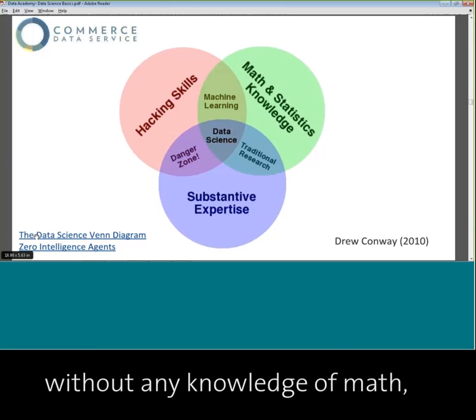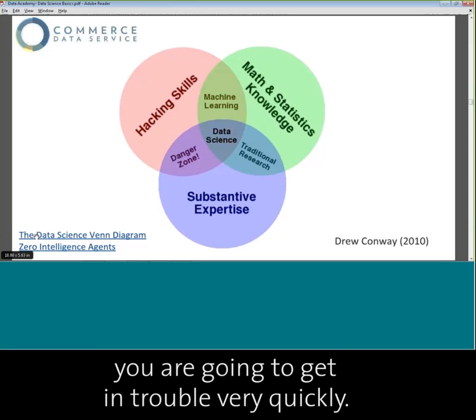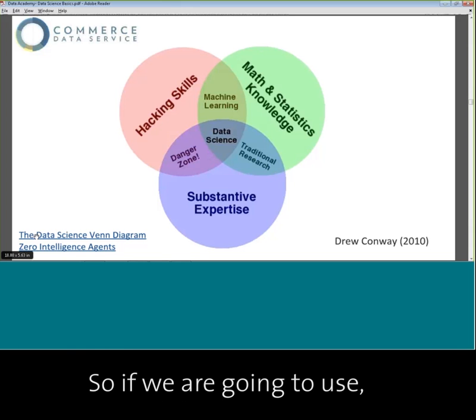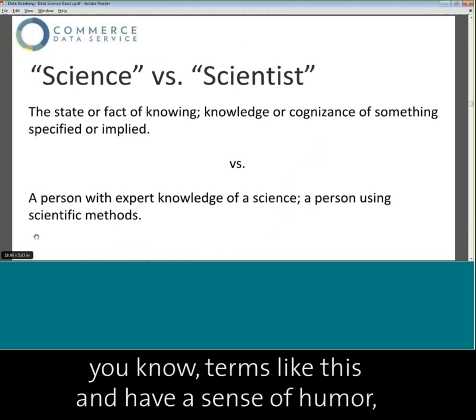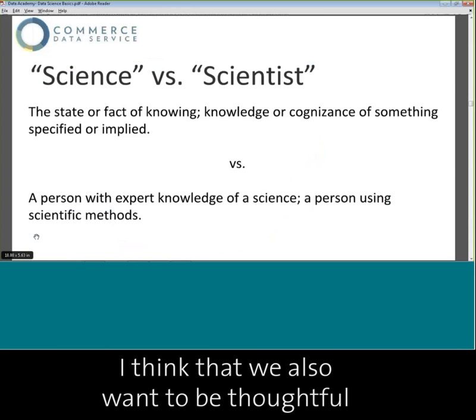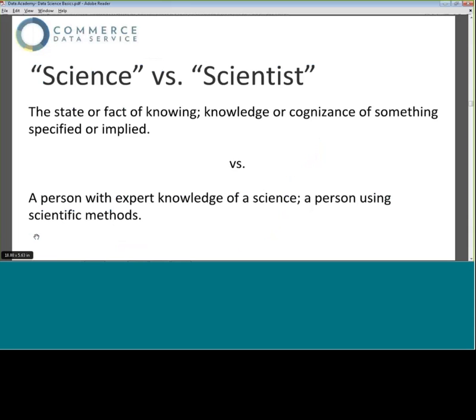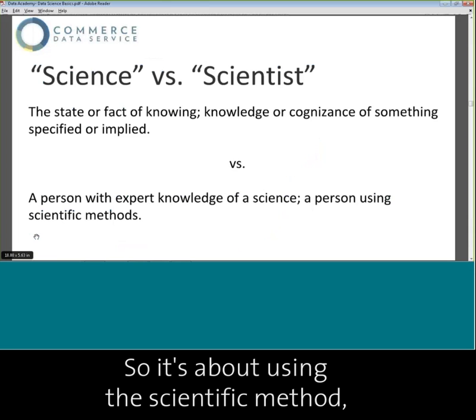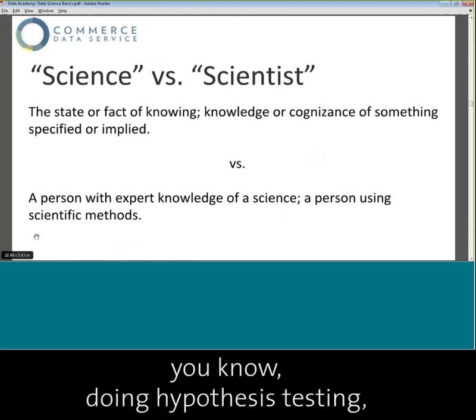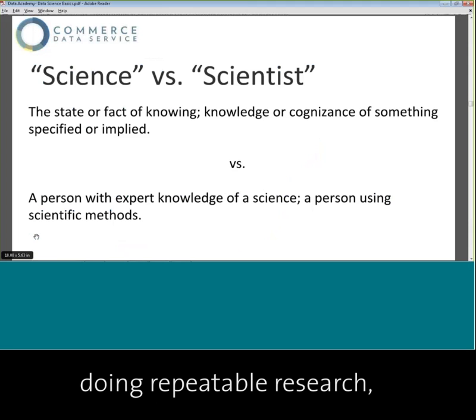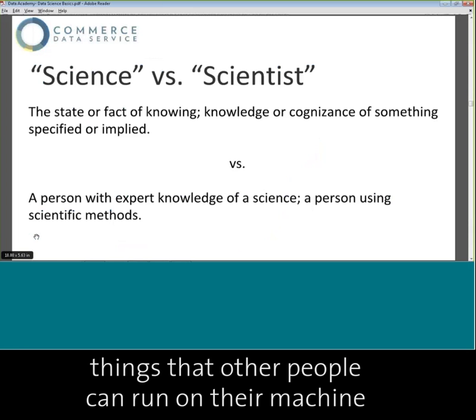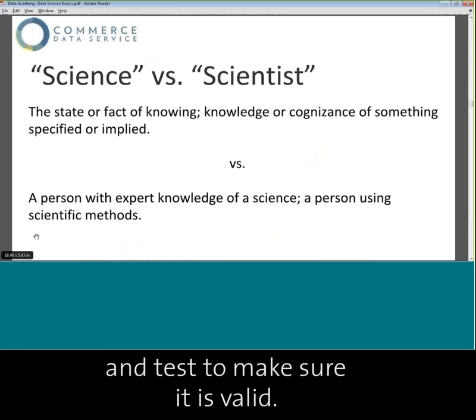Without any knowledge of math, you are going to get in trouble very quickly. So if we're going to use terms like this and have a sense of humor, I think that we also want to be thoughtful about the fact that data science is about doing science. So it's about using the scientific method, doing hypothesis testing, doing repeatable research, things that other people can run on their machine and test to make sure it's valid.